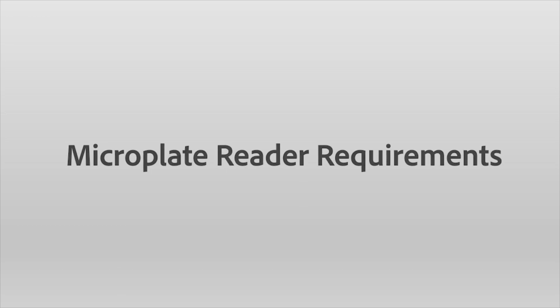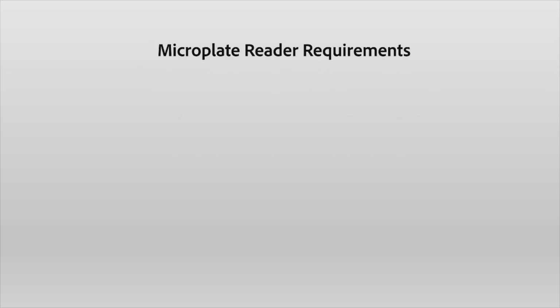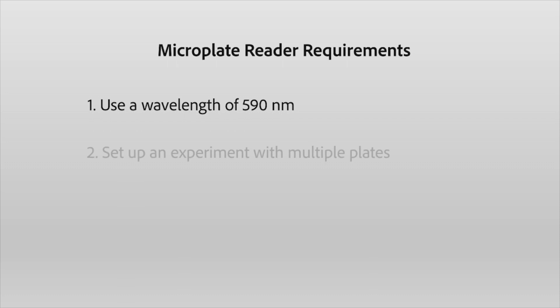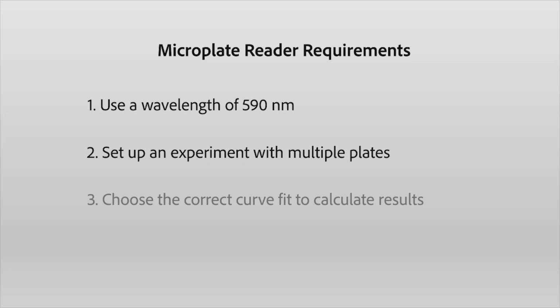There are different microplate readers available. The reader you use must allow you to: 1. Use a wavelength of 590 nanometers. 2. Set up an experiment with multiple plates, because you'll use the calibration curve from plate number 1 to calculate results from the sample plates. And 3. Choose the correct curve fit to calculate results, which is the polynomial third-degree curve.